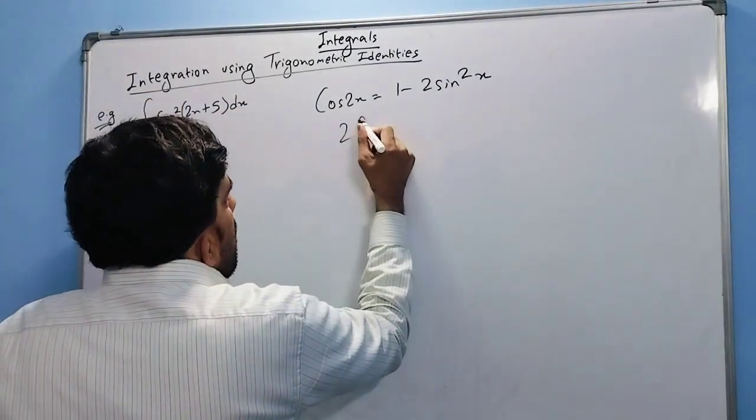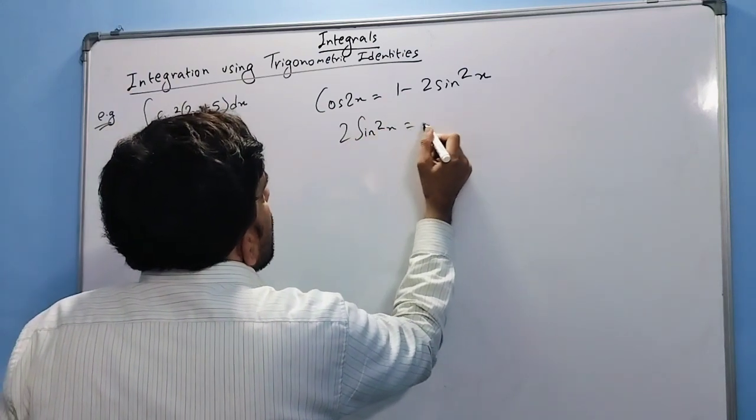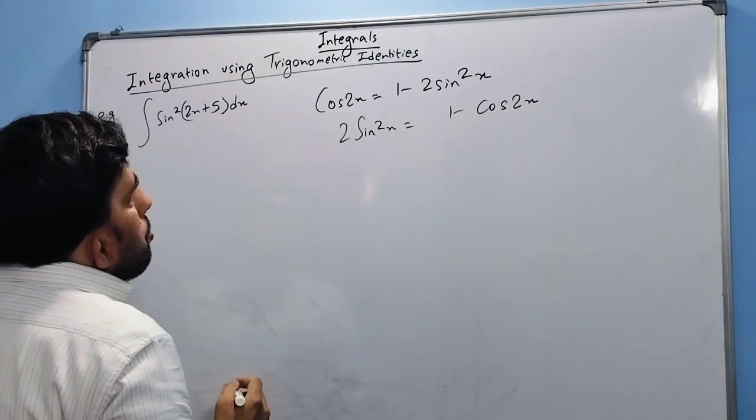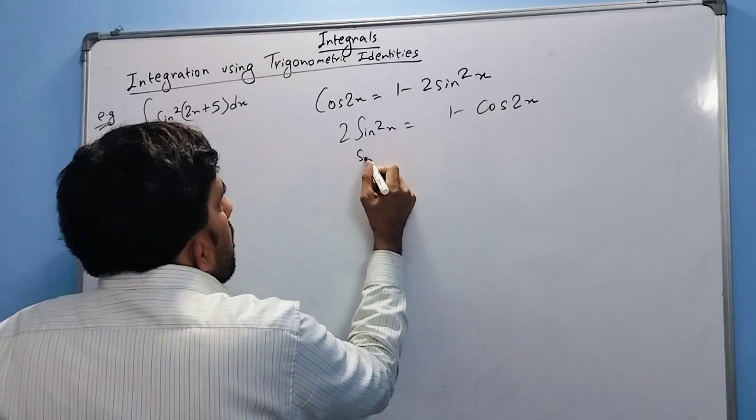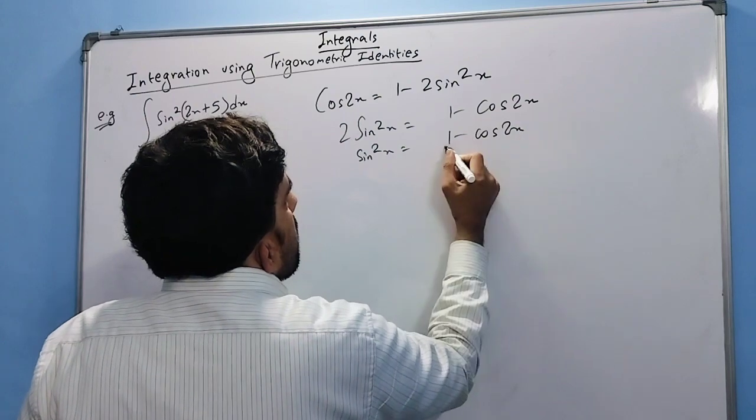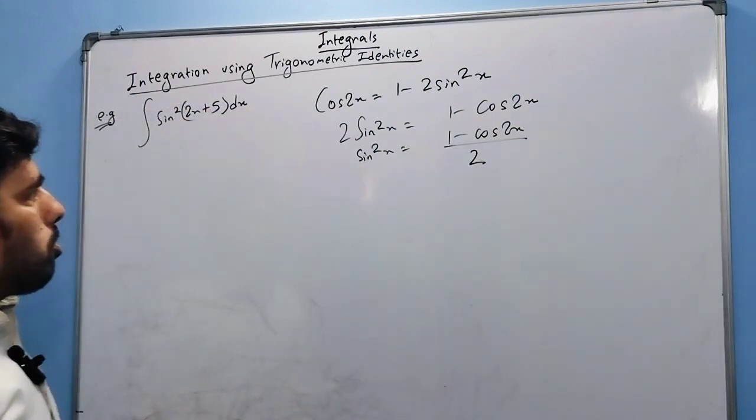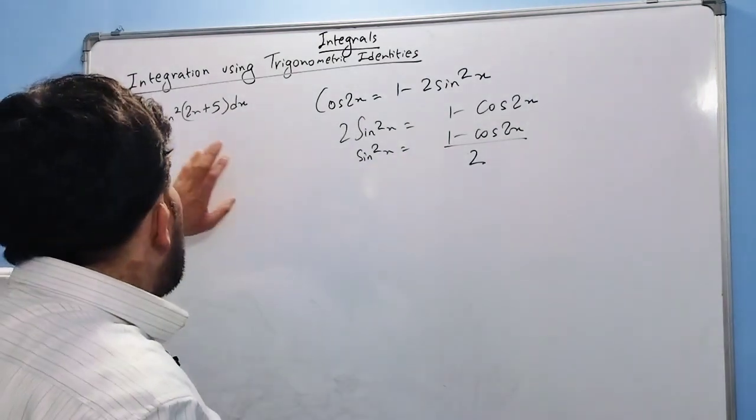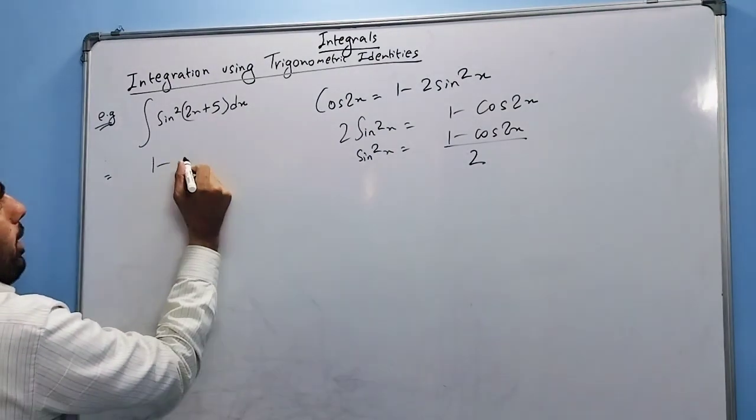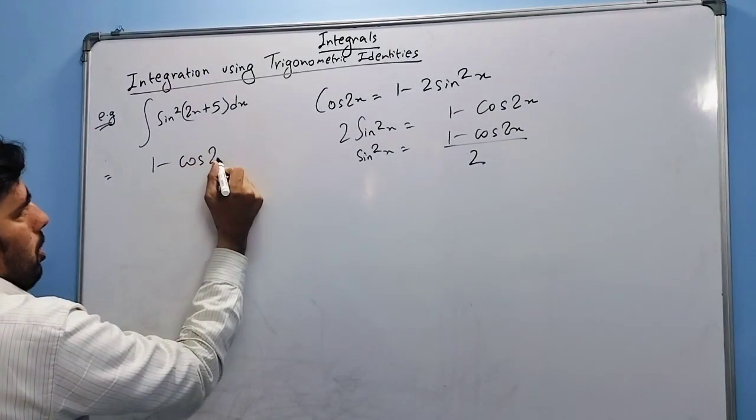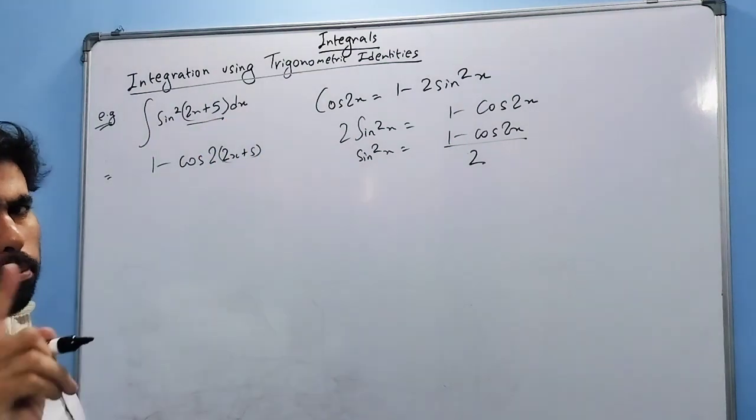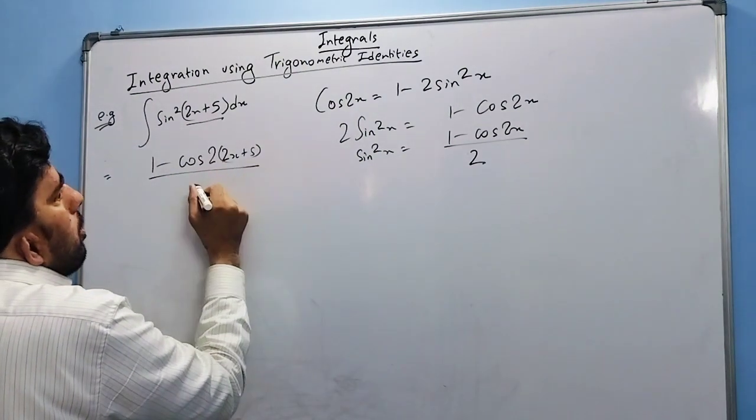Now 2 sine square x is equal to 1 minus cos 2x. So sine square x is equal to (1 minus cos 2x) upon 2. This formula will apply here. I'll write 1 minus cos 2x, where x is here 2x plus 5, upon 2.